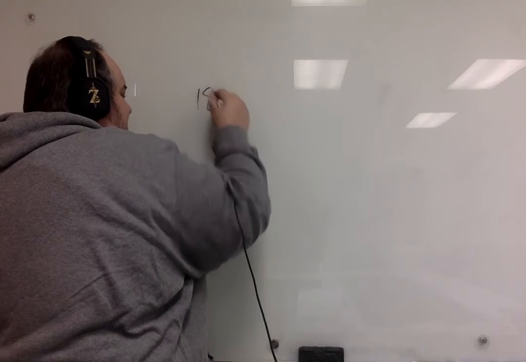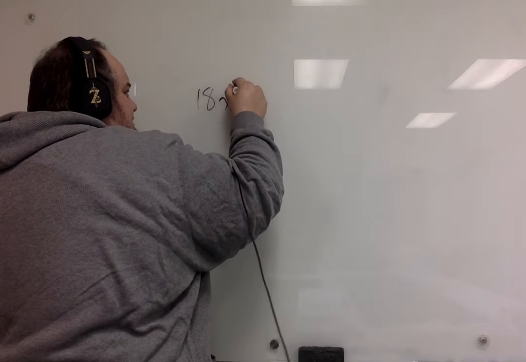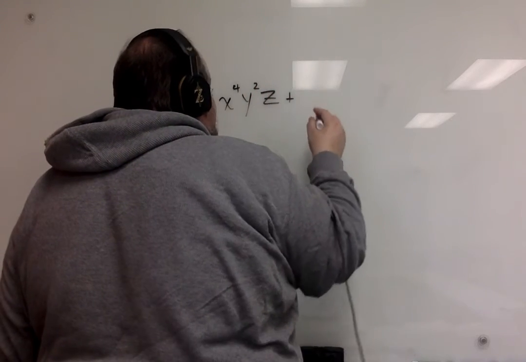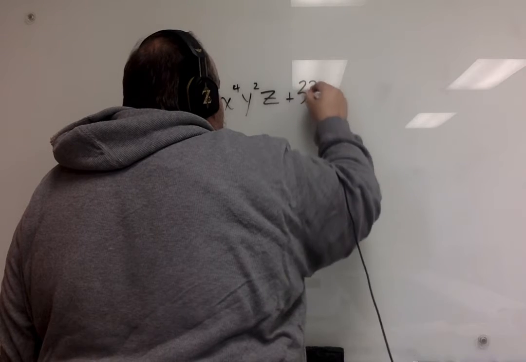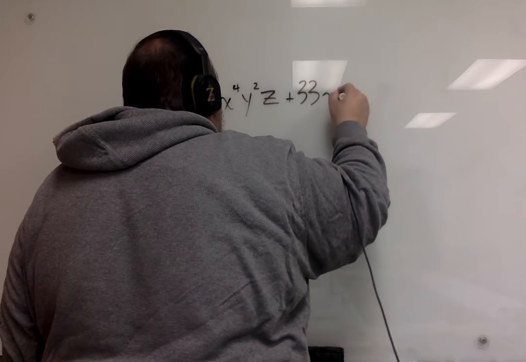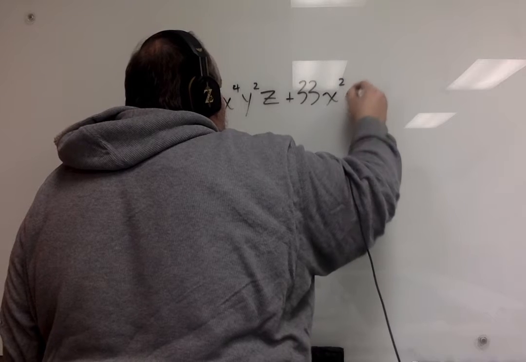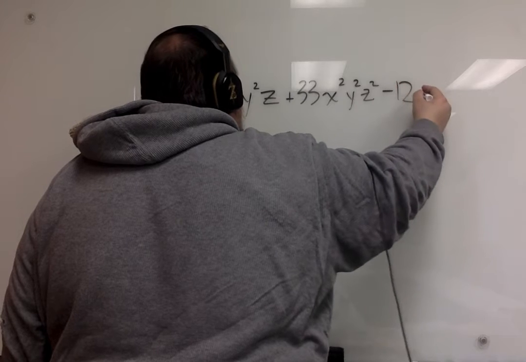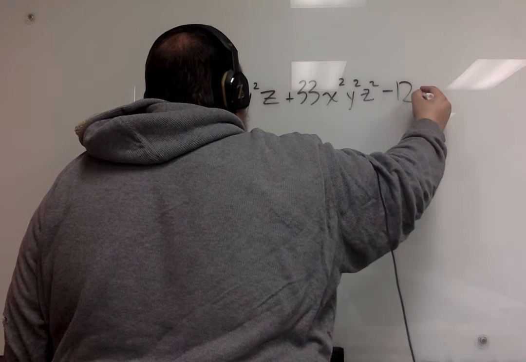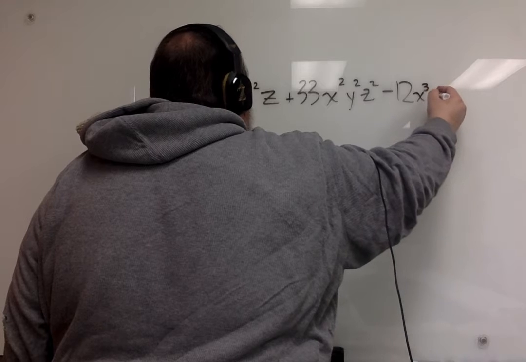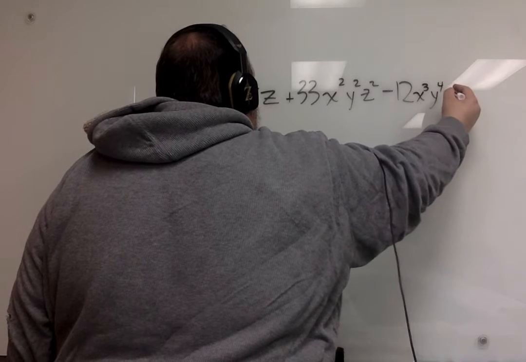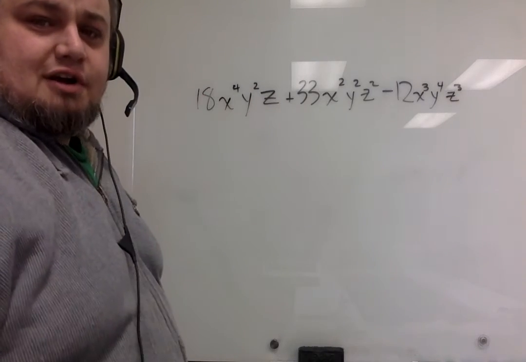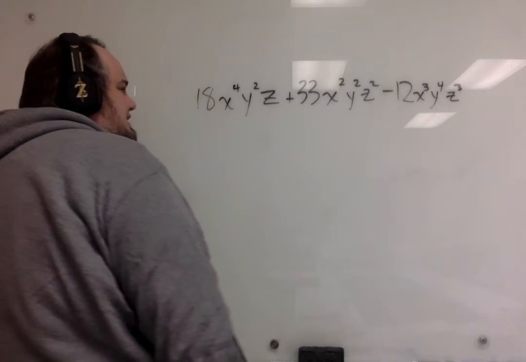Let's say we had 18x to the fourth y squared z plus 33x squared y squared z squared minus 12x to the third y to the fourth z cubed. Okay, so there's our example. Now let's see what they have in common.